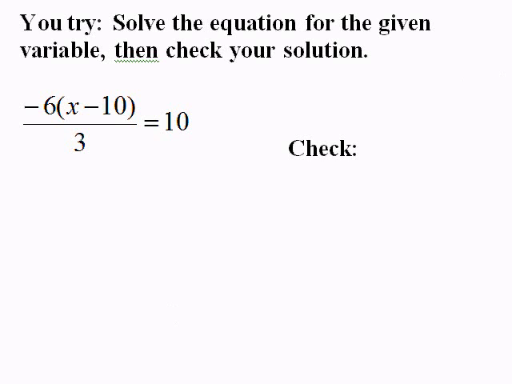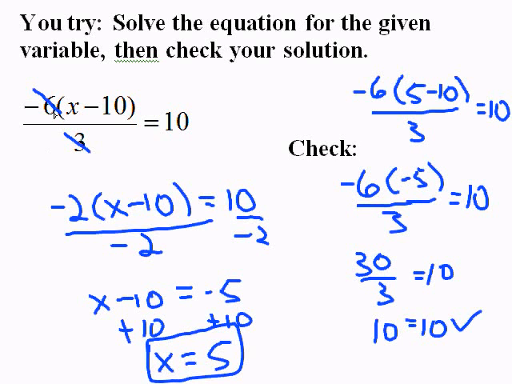And here we go. First I reduced it, negative 6 over 3, gives me negative 2. Then I divided both sides by negative 2 since it was negative 2 times the parentheses. And when we're going inside PEMDAS order, parentheses comes last. Getting rid of the negative 2 got rid of the parentheses, so I could add 10 to both sides, giving me 5 as my solution. Substituting 5 back in, the solution did check out.